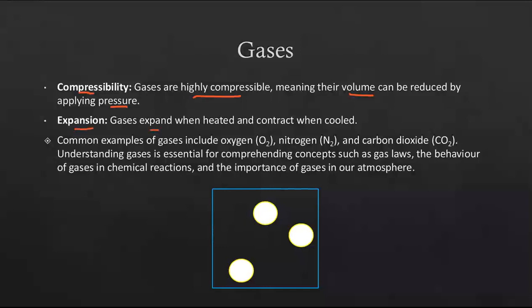So gases will expand when they are heated and they contract when they are cooled. And we can use this idea a lot when we're creating systems, cooling systems, heating systems in our homes. So common examples of the gases, well, we've already talked about water in a gaseous form is steam, but you've got oxygen, nitrogen and carbon dioxide.